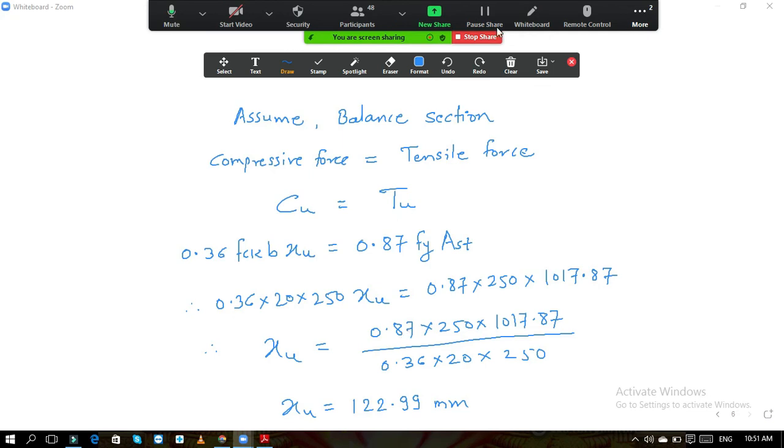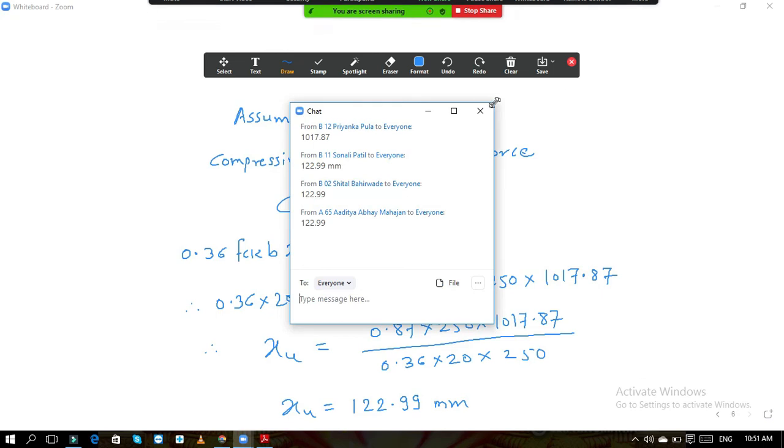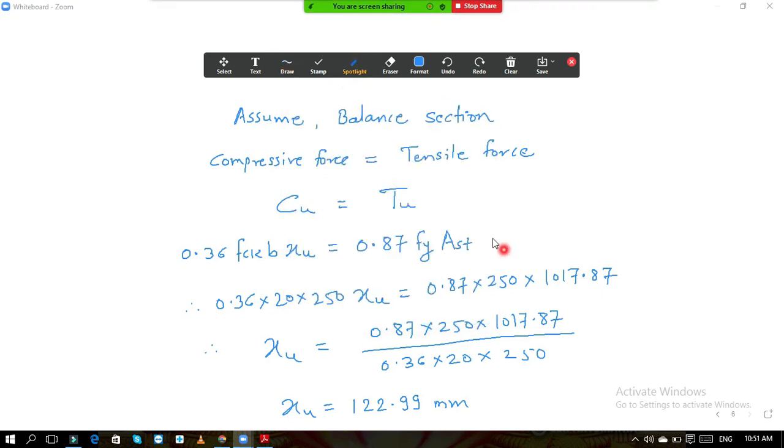Now from your point of view, this is the most important thing, whatever I am telling you right now. This type of examples can be asked in the MCQ also.